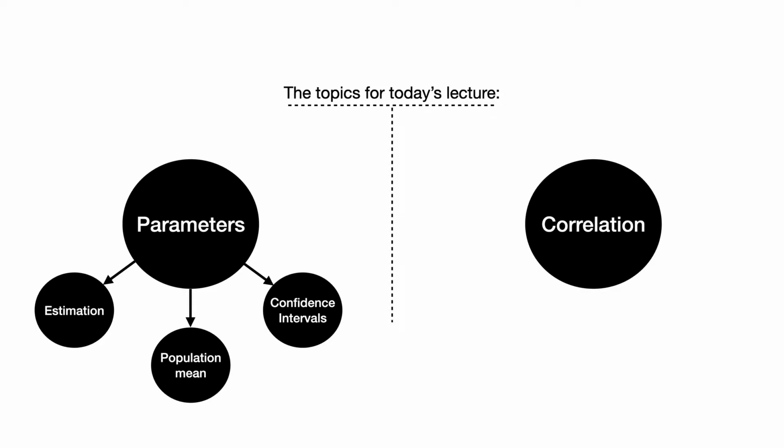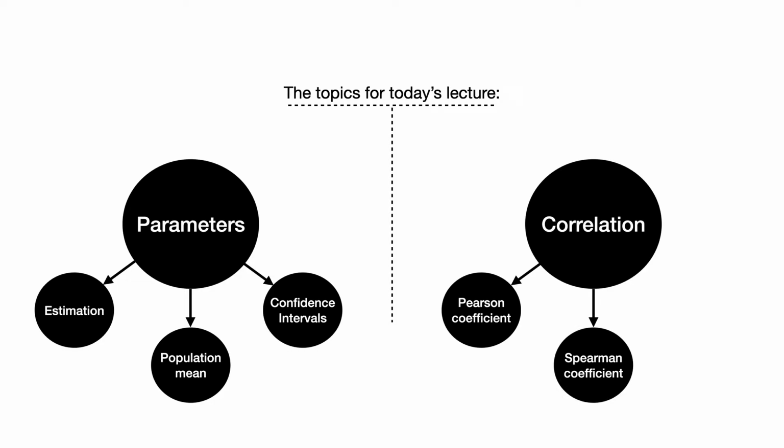And then we will switch to statistical correlation. We look at a number of statistical coefficients that give us a sense of how correlated two variables are. And we'll also look a little bit, if time permits, at the connection between confidence intervals and these correlation coefficients. So let's get started.